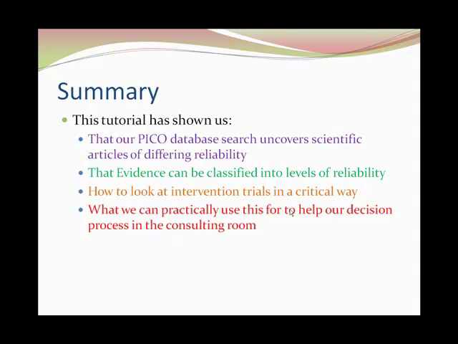So this tutorial has shown us that a PICO database search uncovers scientific articles, but they could differ in reliability. And we can look at those papers and classify them into levels of reliability. We've now looked at intervention trials in a critical way, and we've shown how we can use the results in a practical way in the consulting room to help our clinical decisions.